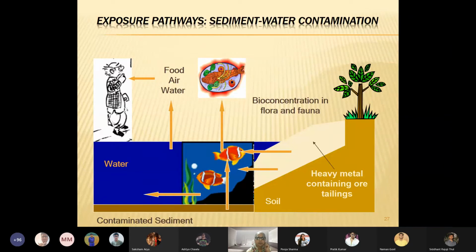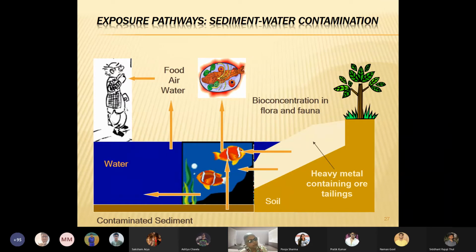So these are the exposure pathways. Now this is another example. One was about pesticides. This is an industrial example. Let's imagine that there is a mine and there is a huge amount of waste ore material that is being thrown into the environment.